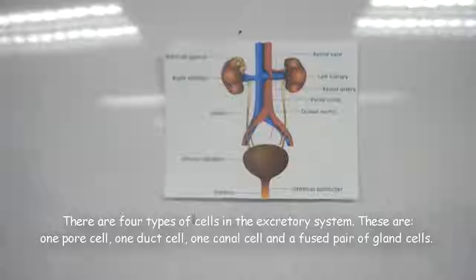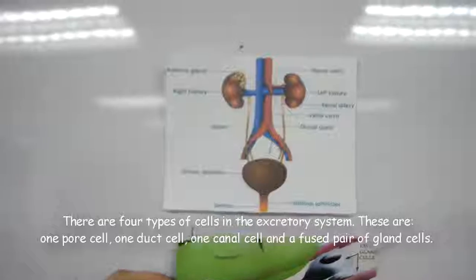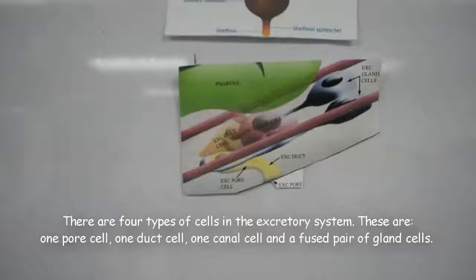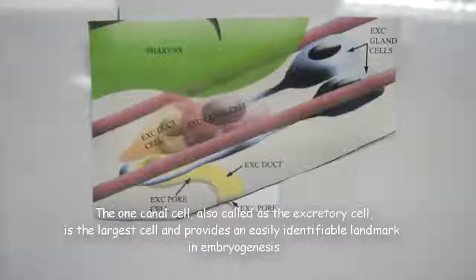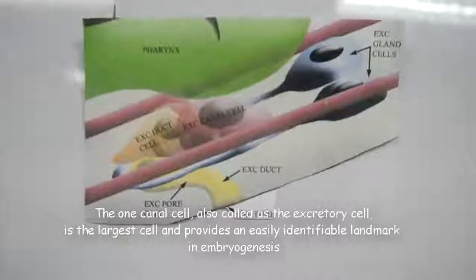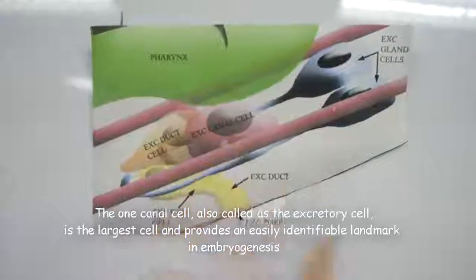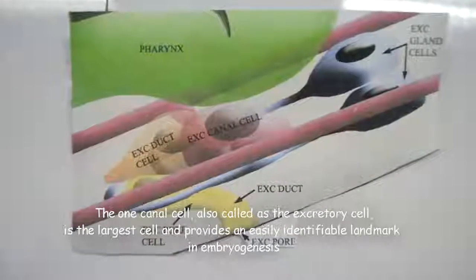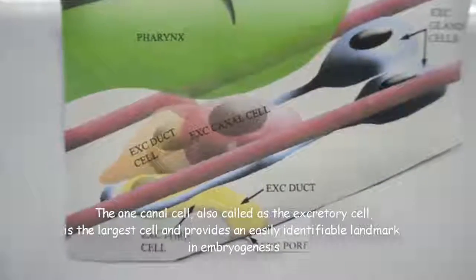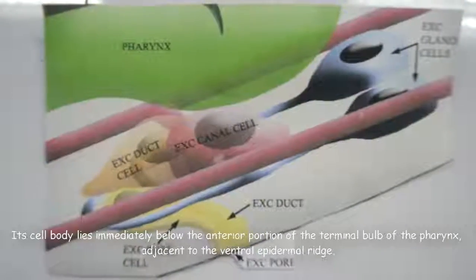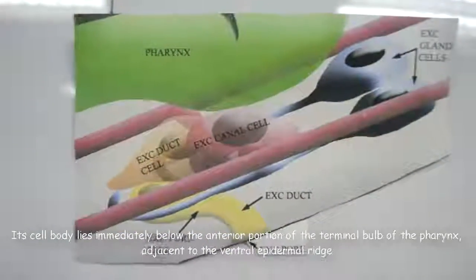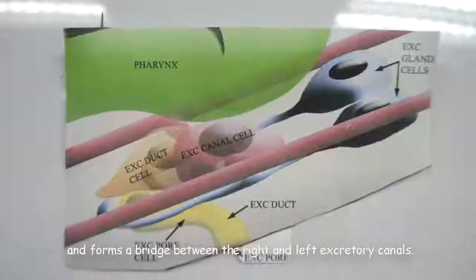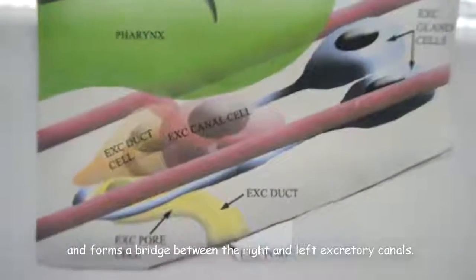There are 4 types of cells in the excretory system. These are 1 pore cell, 1 duct cell, 1 canal cell, and a fused pair of gland cells. The 1 canal cell, also called the excretory cell, is the largest cell and provides an easily identifiable landmark in embryogenesis. Its cell body lies immediately below the anterior portion of the terminal bulb of the pharynx, adjacent to the ventral epidermal ridge, and forms a bridge between the right and left excretory canals.